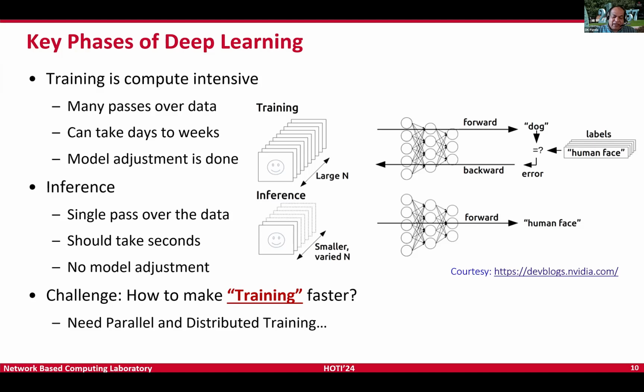Especially on the training side, if you have huge data sets, you need huge amounts of systems. This is where parallel training comes into the picture. You cannot do it in one node or one GPU. You need thousands of these GPUs, and that's what we'll focus on.